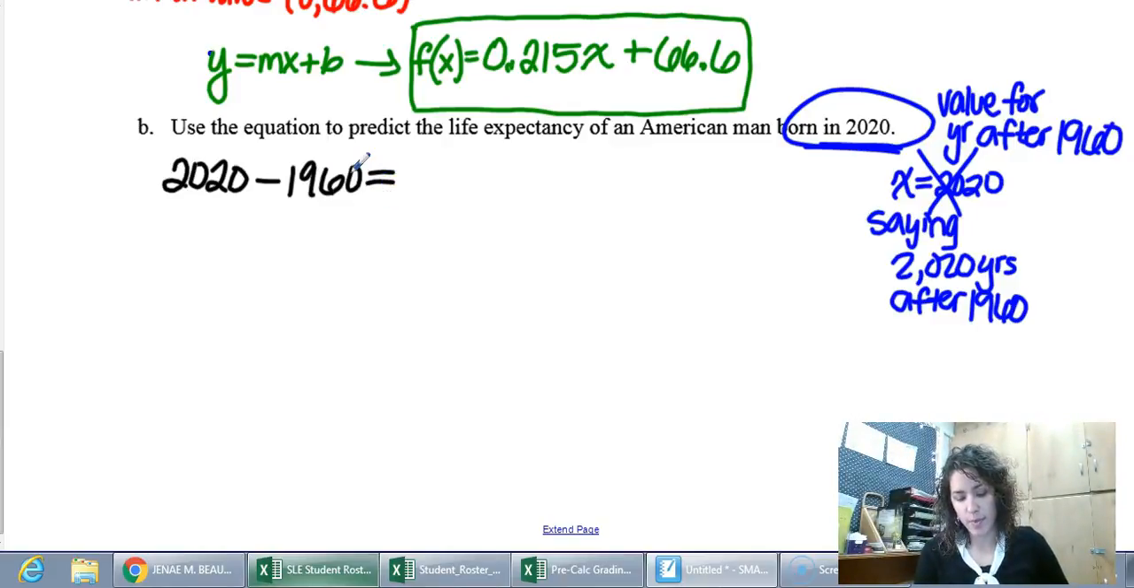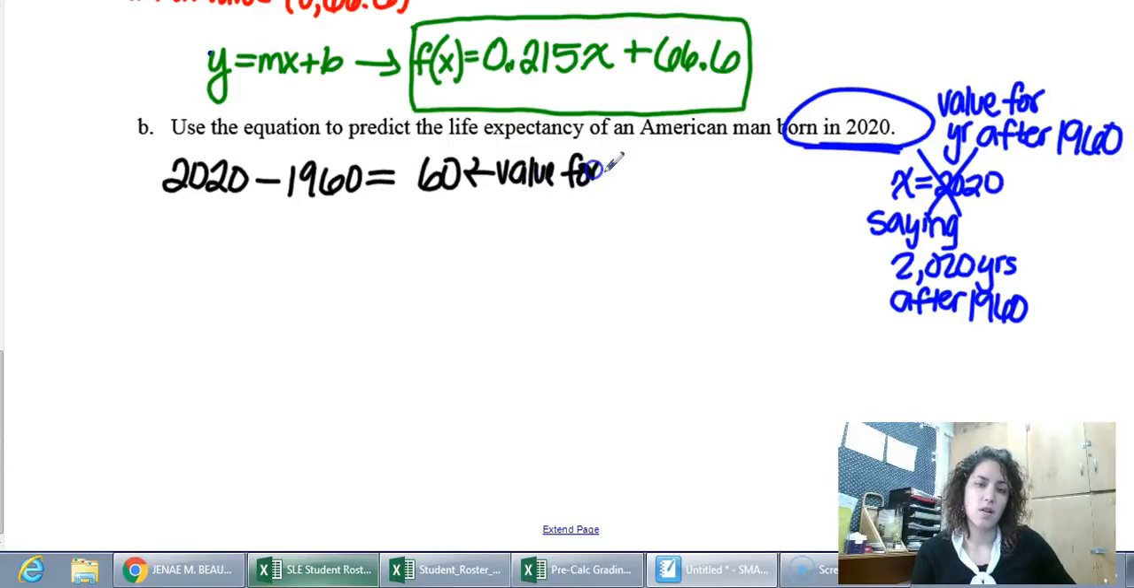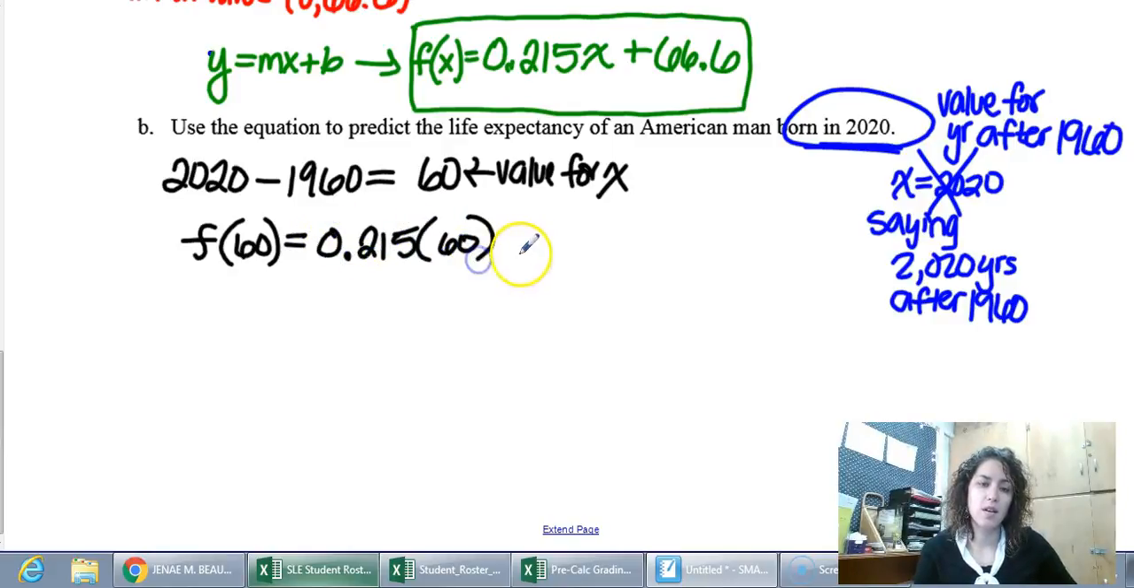So 2020, I'm going to pretend I'm you, putting it in right now. 2020 minus 1960, and I get 60. That is the value for x, because we're saying 60 years after 1960. So let's evaluate f of 60 and see what we get: 0.215 times 60 plus 66.6. Once I write it out like that, I can plug it in exactly as I see it.